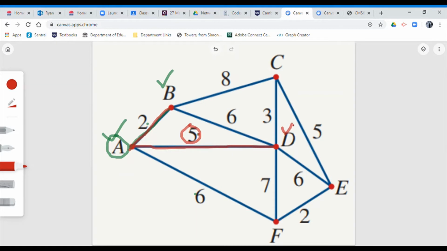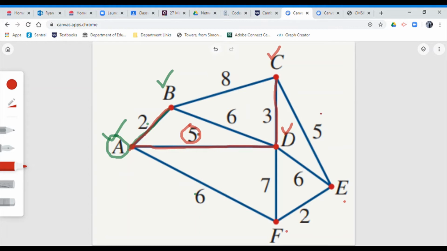So we want to get to C. We know we can get to C by B, going from B to C, which would be a value of 8. I don't think that's our best choice, when we can get there by D. That gets us up to C, and C is checked off. So all we have left to visit now is E and F.